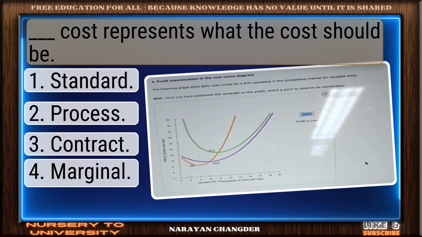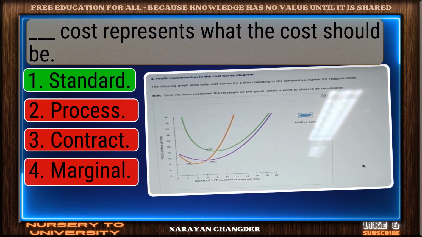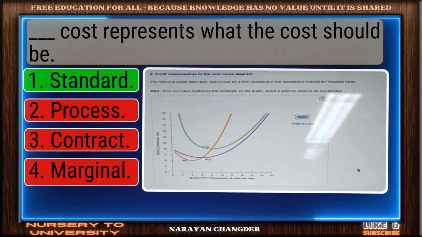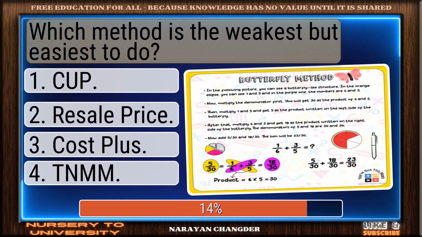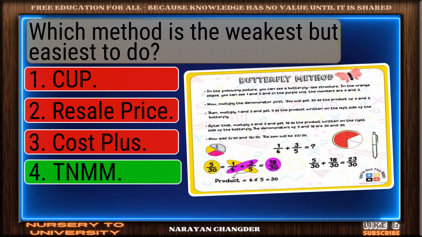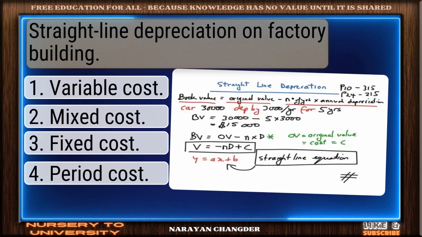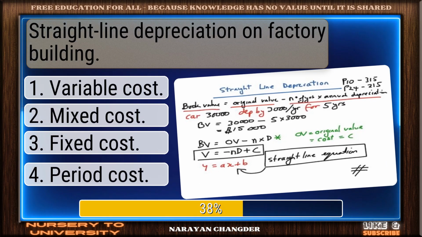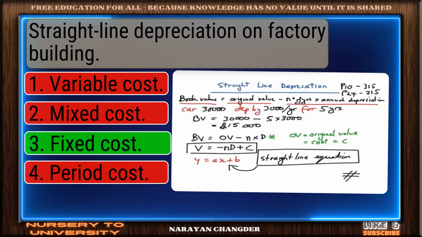___ cost represents what the cost should be. Nice selection. Standard is correct. Which method is the weakest but easiest to do? Bravo. Time is the answer. Straight line depreciation on factory building. Smart pick. Fixed cost is correct.